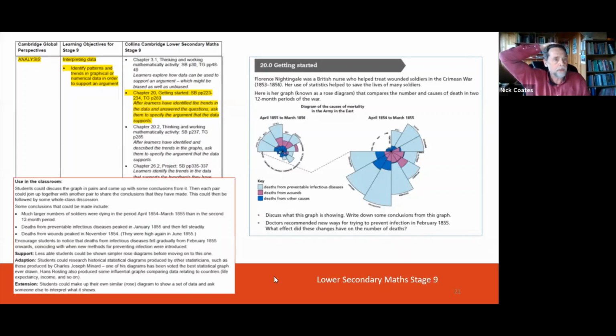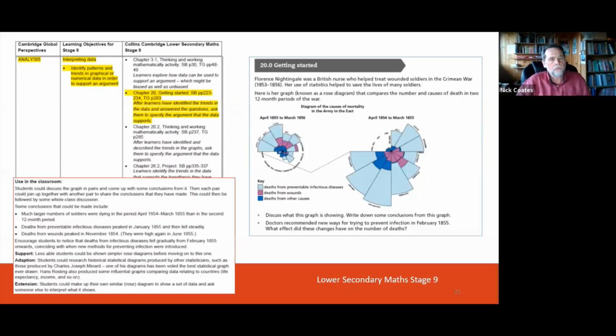So they identify patterns and trends in graphical or numerical data in order to support an argument. That's an important part of the learning objective. So our italic note is focusing us onto that. Right, so that's 4 examples, and you'll find it in all of the teacher's guides.